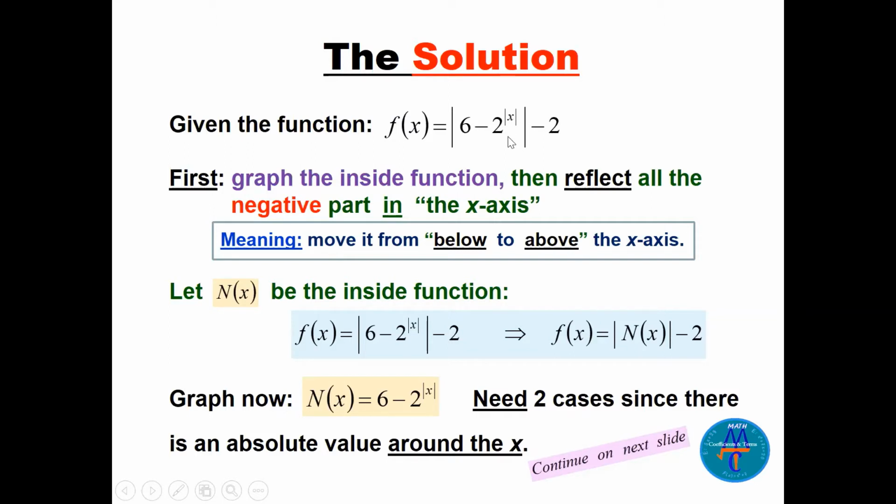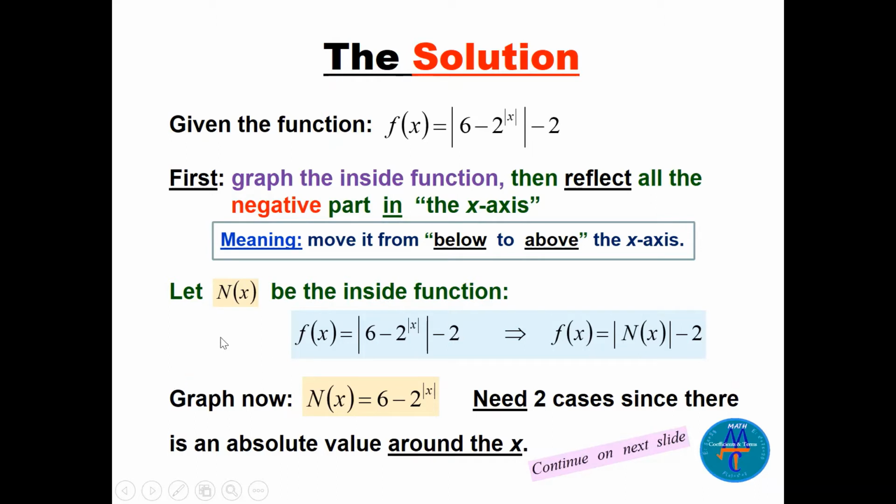If we have a big absolute value on the function, we try to graph the function inside. After that, we reflect the negative part in the x-axis, which means we move it from below to above the x-axis to be positive. And then at the end, we have a minus 2 shifting down after the absolute value.